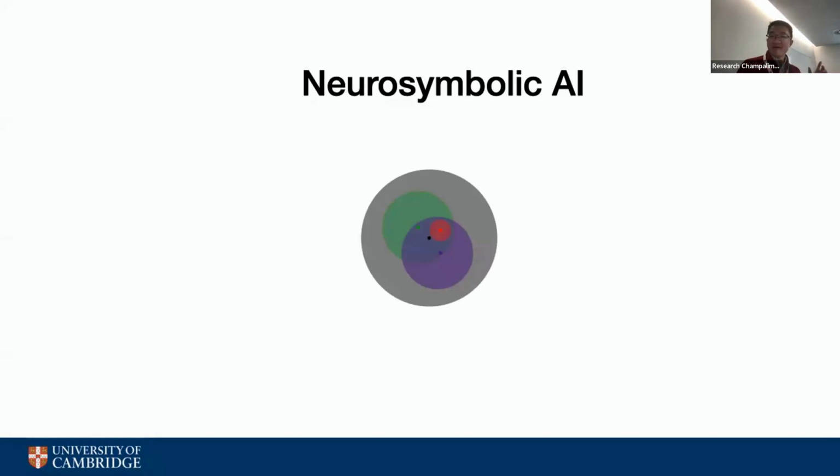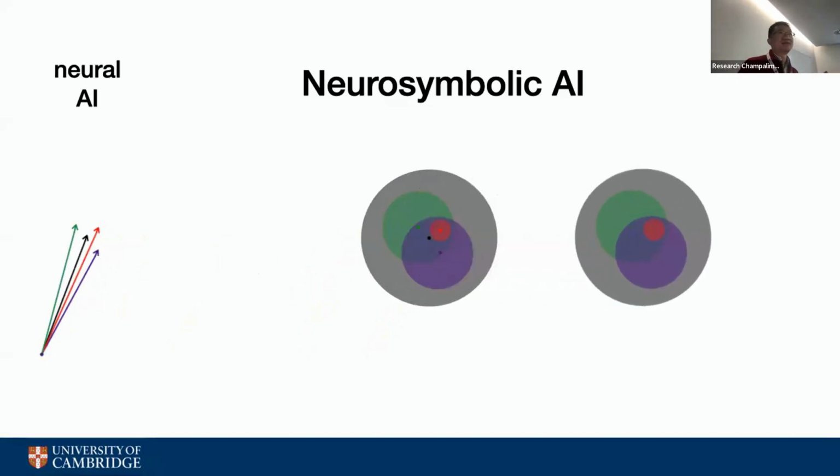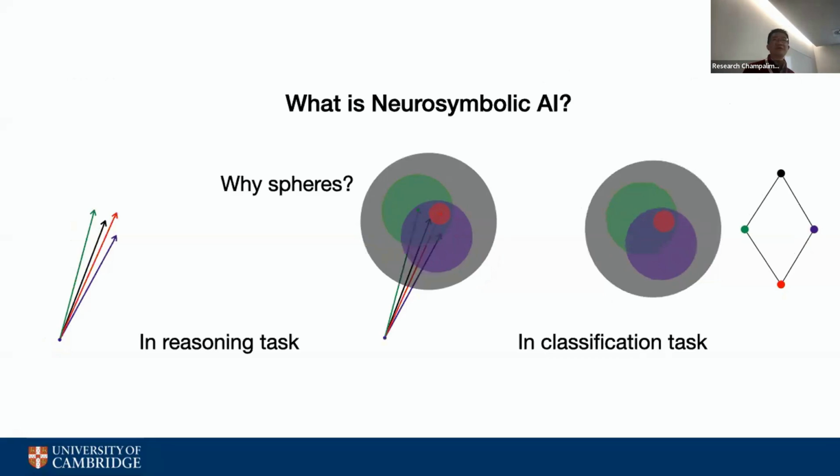Now, if we take these centers, this will be what the neural network talks about. And these boundaries, we let them precisely encode symbolic structure. Then the sphere configuration has both neural and symbolic AI. That's the idea. As an introduction talk, I will first motivate why sphere and what is neurosymbolic AI.